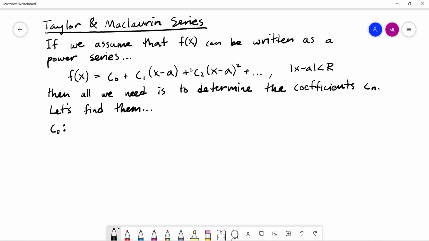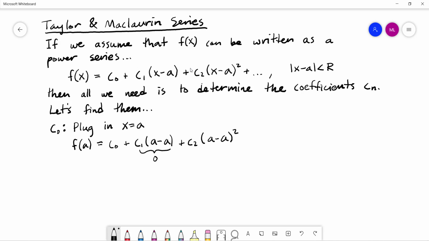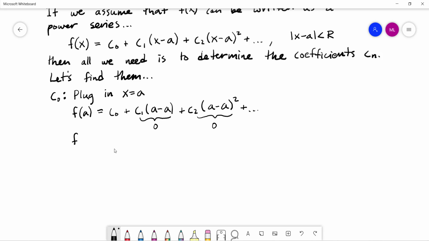So basically what we're going to do is plug in x equals a. And when we do that, what we will get is, on the left, f of a is equal to c0 plus a whole bunch of zeros. c1 times a minus a, which is 0, plus c2 times a minus a squared, which is 0, plus a whole bunch of other zeros. And so what we wind up getting out of this is that f of a is equal to c0. So f of a equals c0.